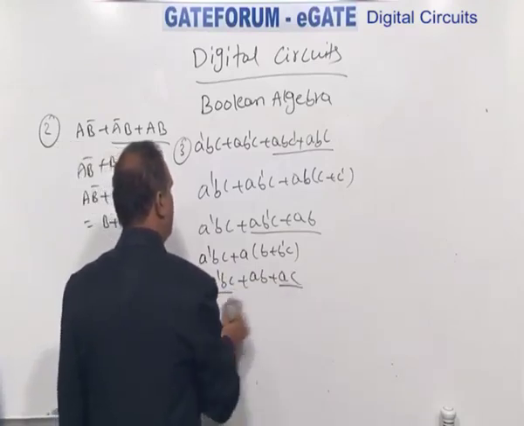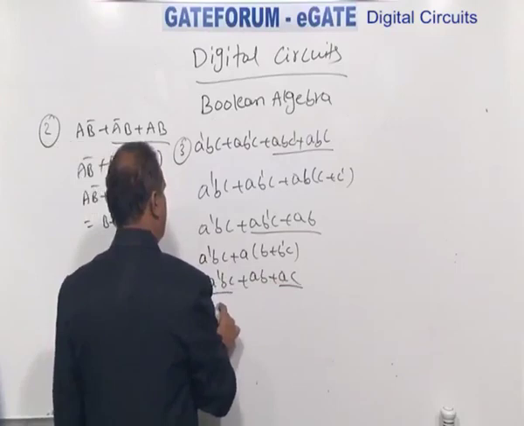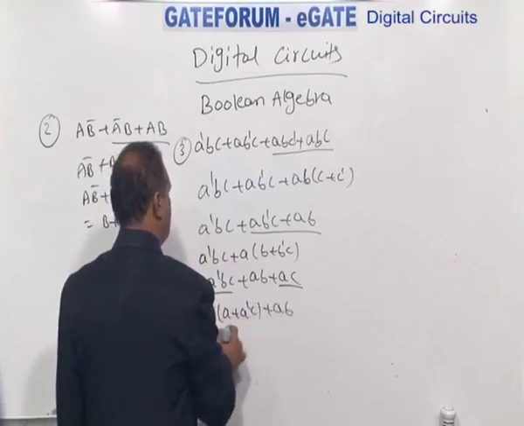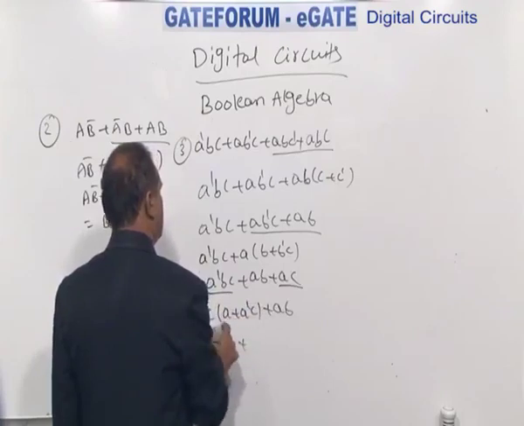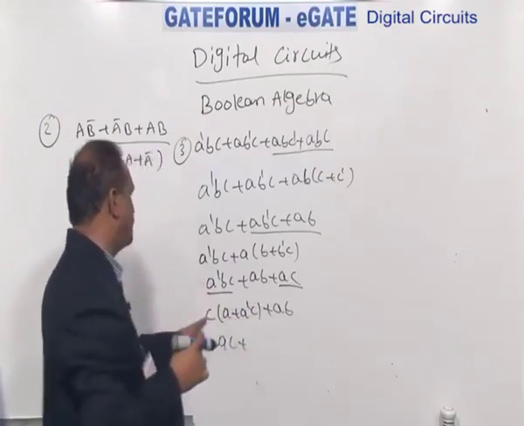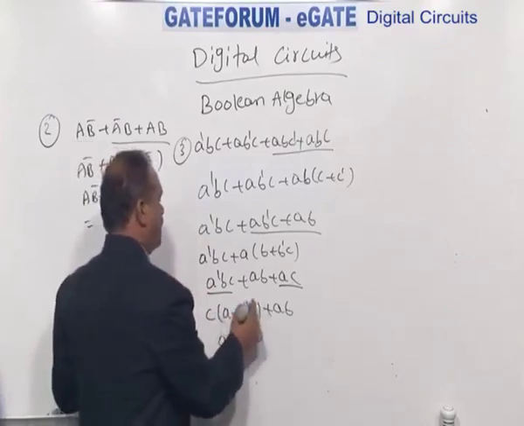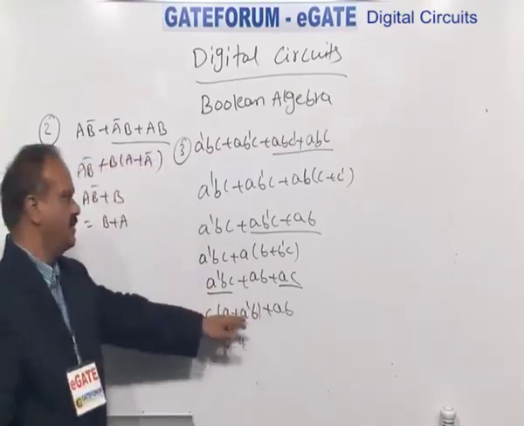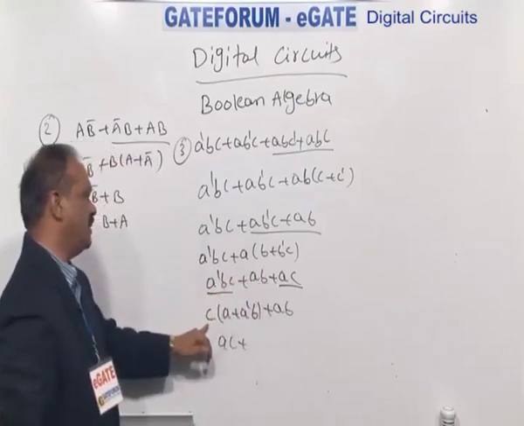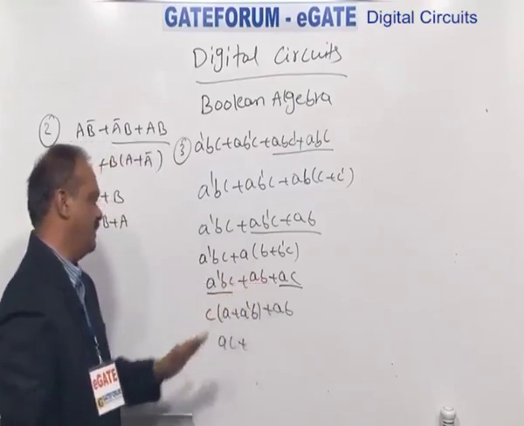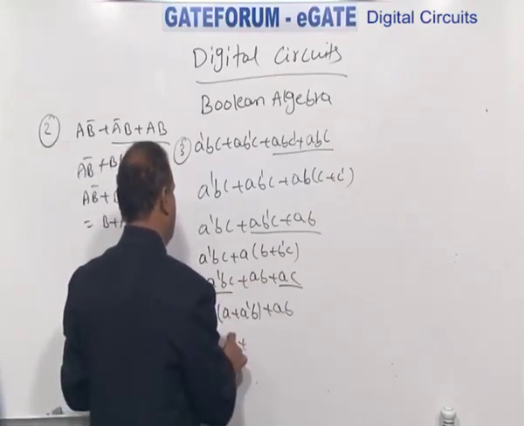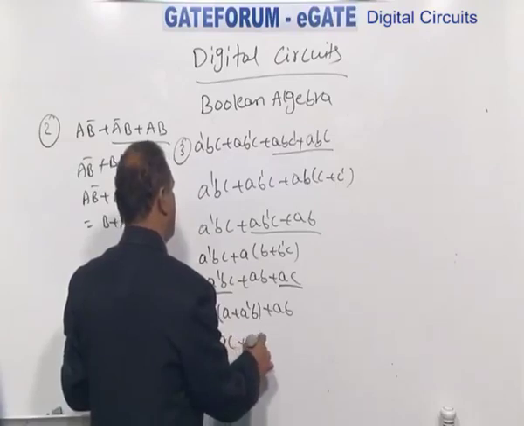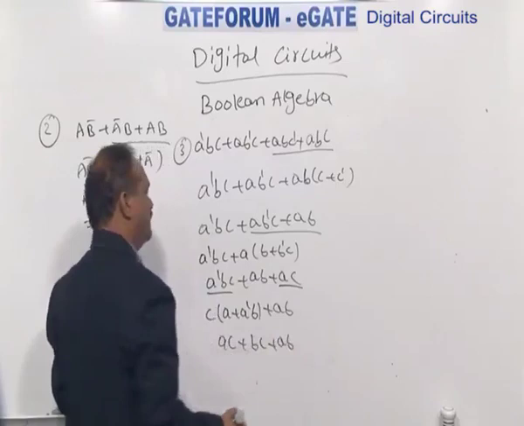And first and last, you are taking C common. So if you take C common, it can be written as A plus A bar C plus AB. Then again AC. Please make a correction here. In the first and last terms, if you take C common, you can write A plus A bar B. So this is AC plus BC plus AB. This is the simplified one.